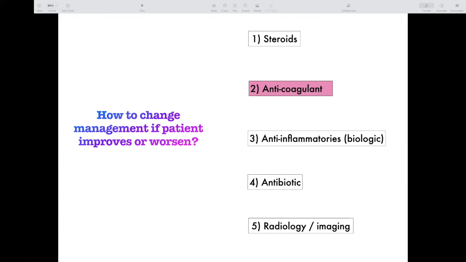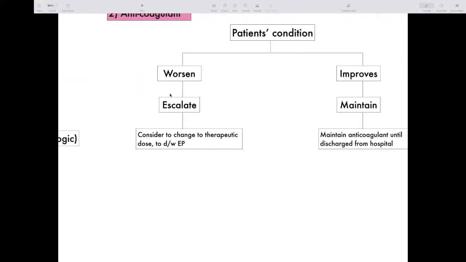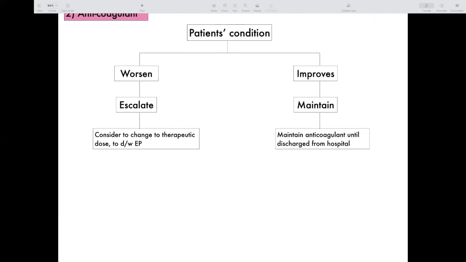So next, we are going to talk about anticoagulant. How do we adjust the dosage? If the patient's condition is worsening, you escalate your anticoagulant. Basically, you change from your prophylactic dose to therapeutic dose. But as I said, there are a lot of caveats that we need to take into consideration, which include whether the patient can ambulate or not and other comorbids. If the patient's condition is improving, we maintain the anticoagulant until the patient can be discharged from the hospital.